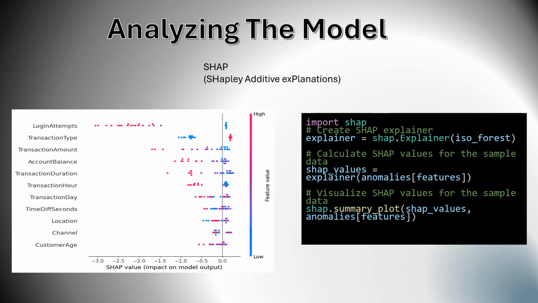Analyzing the model. So how do we actually analyze what our model is doing? SHAP, or the Shapley Additive Explanations, helps us with that. SHAP provides insight into how individual features affect predictions, and SHAP can explain the overall model behavior by indicating prediction levels. The sum of the SHAP values for a prediction equals the difference between the model's output and the expected output.